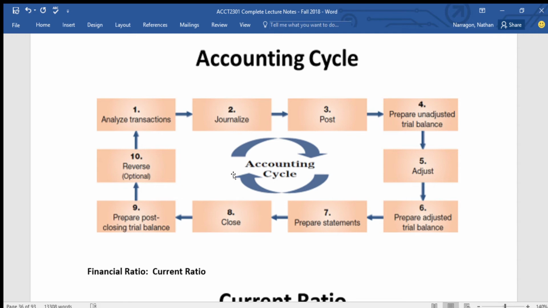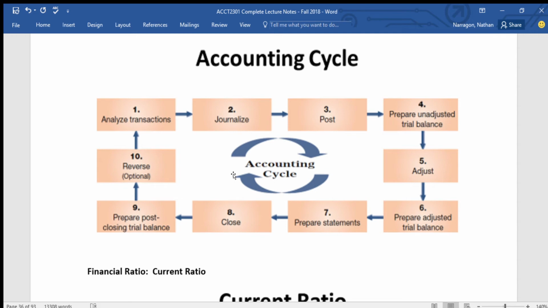Step 9 is preparing the post-closing trial balance, which you just saw. And then step 10 is an optional one, but tends to happen when we reverse at the beginning of next fiscal year. As you saw, I showed you one in part 1 with salaries. We will have other reversing entries, but that's more of an intermediate accounting topic, not for Principles of 2301. So no worries about reversing. Yay!